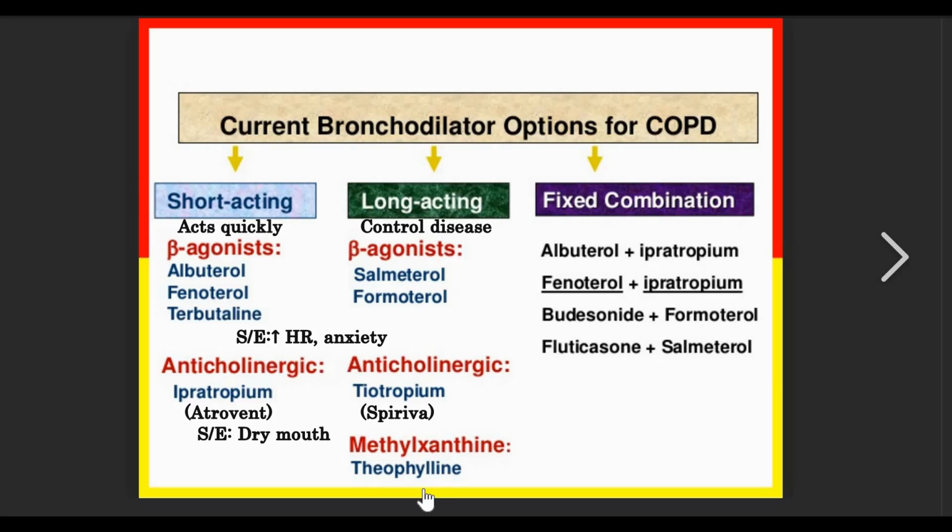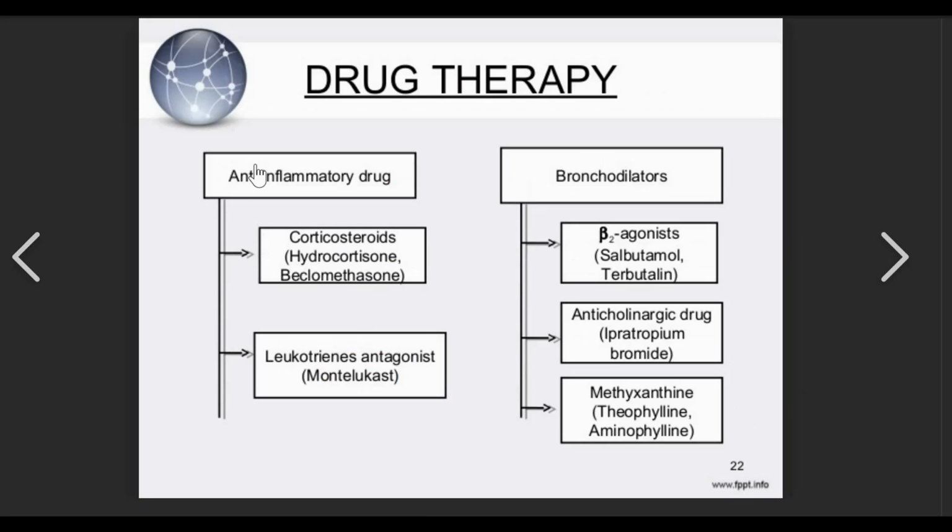Now the third is methylxanthine. It is given orally. An example is theophylline. It is not as commonly used because of the risk of toxicity. When a patient is on oral theophylline, it is important to maintain the therapeutic level between 10 to 20. Also, if the patient is on digoxin or lithium, remember it increases the risk of digoxin toxicity and decreases the effect of lithium. Now the other classification of medicine includes anti-inflammatory drugs.